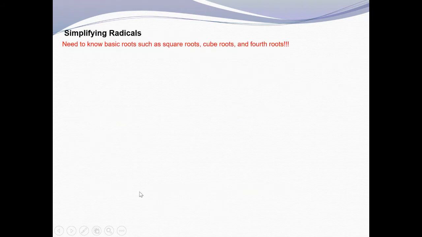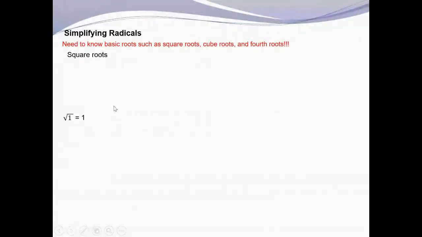Now, simplifying radicals. For simplifying radicals, you guys have to know basic roots, such as square roots, cube roots, and maybe also fourth roots. But the cube roots and fourth roots only up to a certain point. Right now I'm going to show you what you need to know.